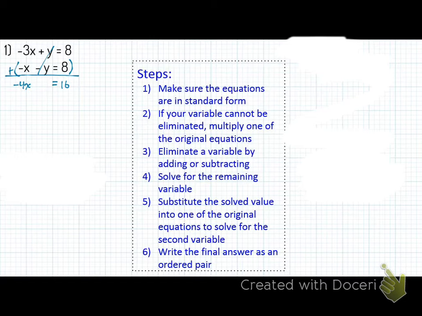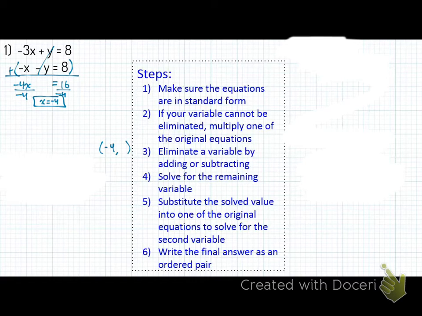How do I solve for x? I divide by negative 4 on both sides. So x is equal to negative 4. Okay? Now that's an answer, right? But my answer is where the lines cross, right? So I need an ordered pair. So my answer is going to be negative 4 something.